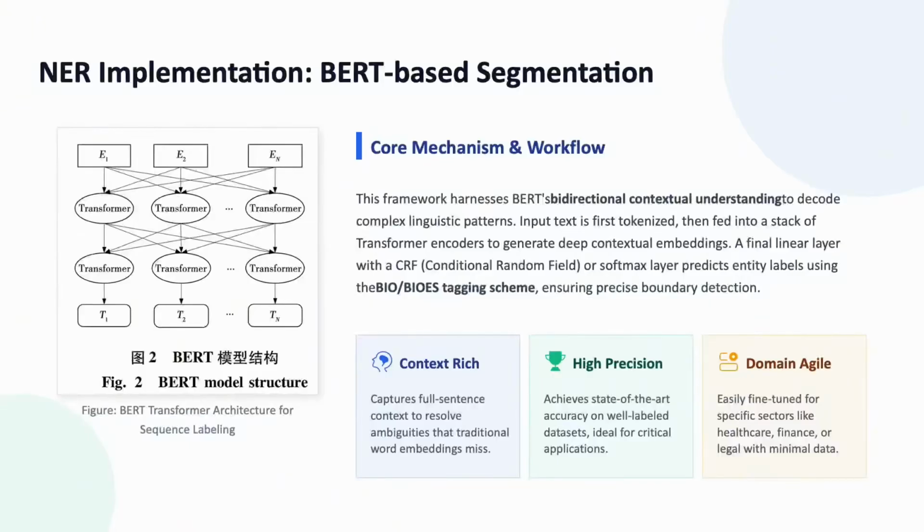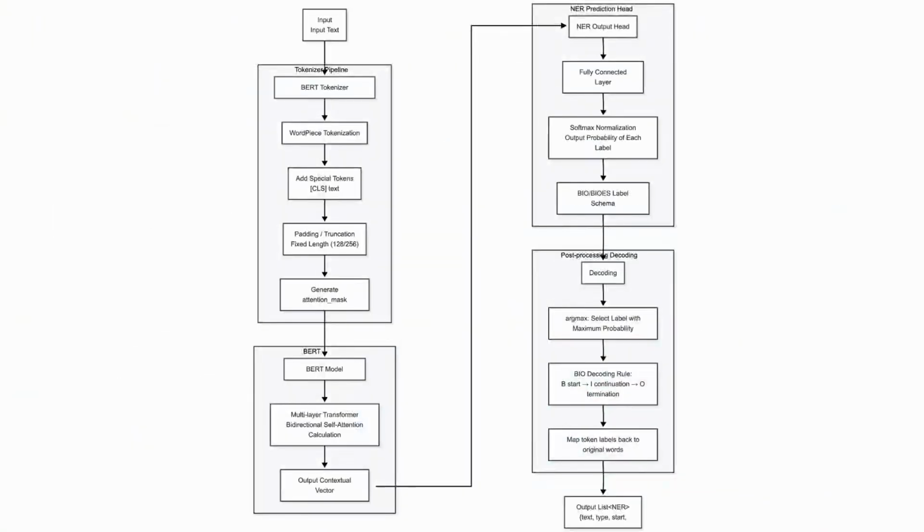Second, BERT encoding layer. Multi-layer bidirectional self-attention transformer blocks calculate deep contextual embedding vectors for every token. Third, NER prediction head, a fully connected layer followed by a softmax or CRF layer, predicts entity labels under the BIO or BIOES tagging system. Fourth, post-processing decoding. The model selects labels with maximum probability, applies BIO boundary rules, and maps segmented tokens back to original text to output complete entity objects.